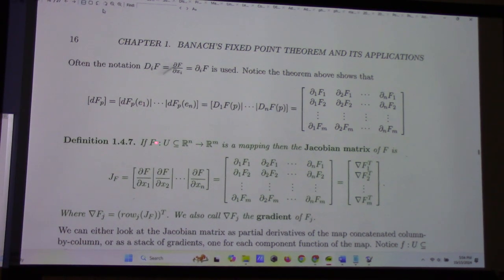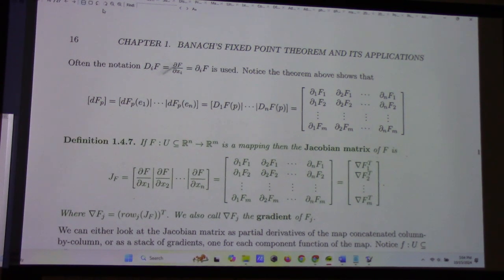So I've got the n now. Check that out. That's nice. So U is a subset of R^n, and the Jacobian matrix of f is this. You can either write it as a concatenation of partial derivatives of the map, or as this box of partial derivatives of the component functions, or if you like, it's a stack of gradients. The gradient of the first component function, gradient of the second component function, gradient of the mth component function. This is the Jacobian matrix.